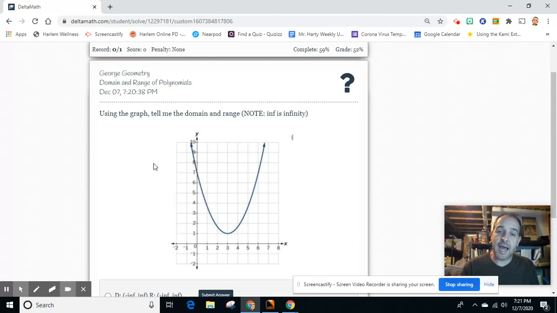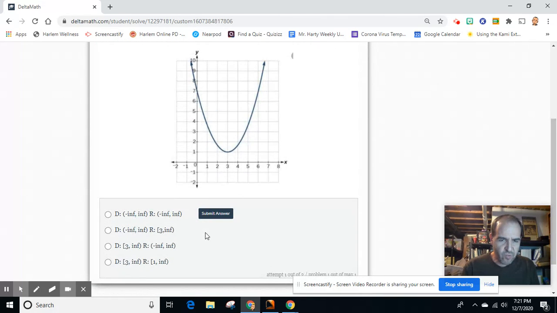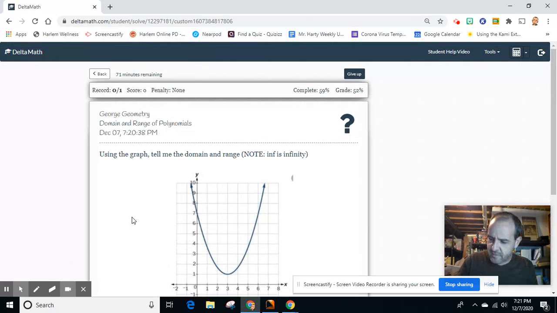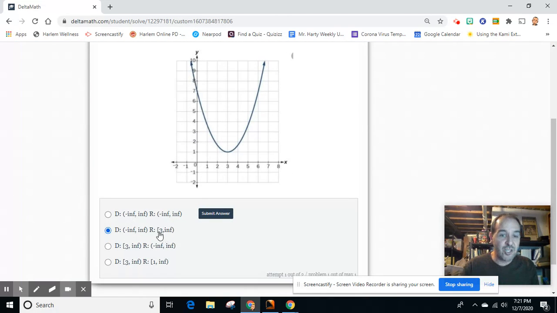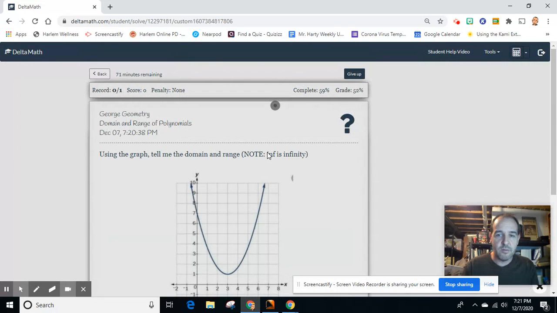Range. Y values bottom to top. I see they're going up forever. Doesn't go down forever, though. It only goes down as far as 1. Ooh, things getting screwy here. Now they've got a boo-boo here, because this is definitely 1 to infinity. So it's not this one, because that should be 1. That one's got 3. Note to self. Domain and a range of polynomials. Yeah, that's definitely a problem, because that should be 1. That is not 3, because this is not range. So I'm going to submit answer, and it's probably going to tell me I'm wrong. Oh.